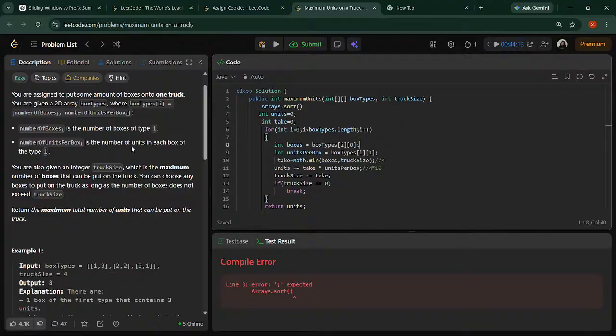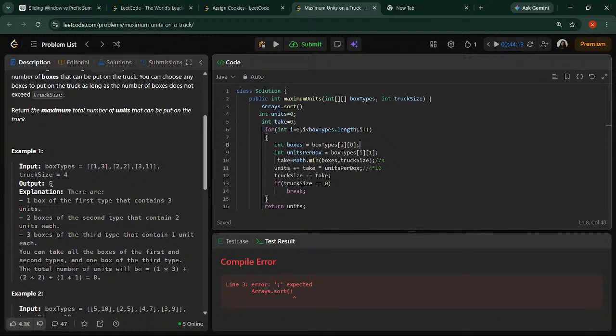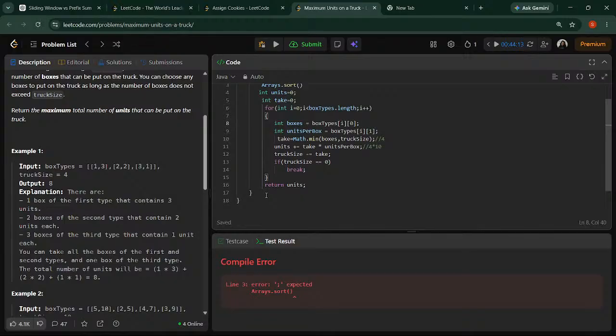The assigned two pieces of work to one truck. Okay, fine. I need to first focus on the minimum capacity I can store in my truck size, right? One box of the first type that contains 3 units. 1 comma 3, 2 comma 2, and 3 comma 1. 0 comma 0. Okay, fine.